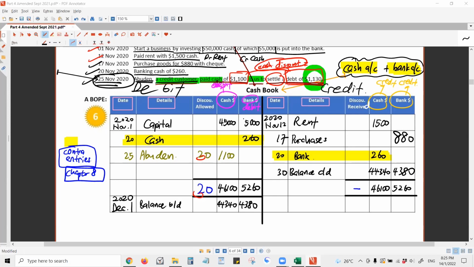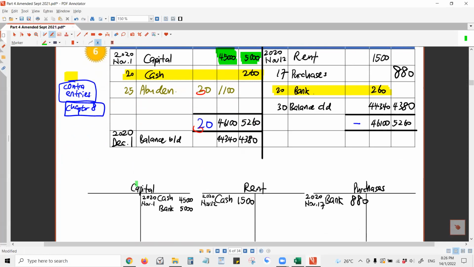Okay, good. Now, one of you asked me some questions about the first transaction. Isn't it credit capital and debit both cash and bank? Yeah, correct. Credit capital and then debit both cash and bank. This is what I did, right? I debit cash by writing the 45,000 under the cash column. This is debiting cash. I write the 5,000 in the bank column. This is debiting bank. Focus on the position of the number and the name of the account. Did I credit capital? Yes, I have credited capital.